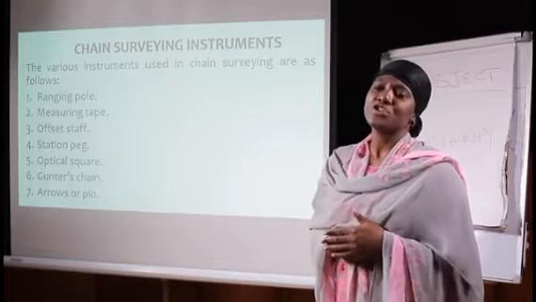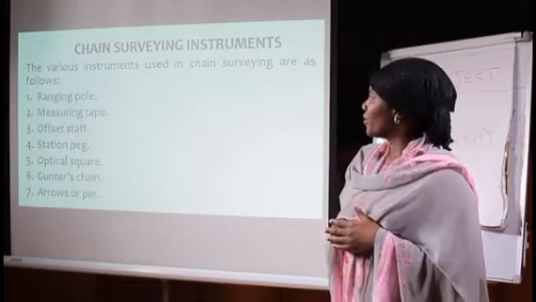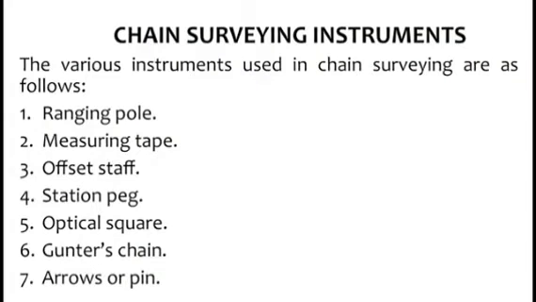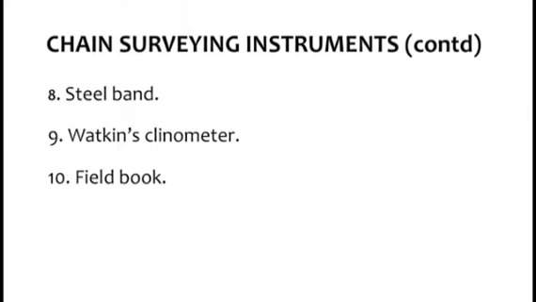Now, let's look at some of the chain surveying instruments that we have. We have 1, the ranging pole, 2, the measuring tape, 3, the offset staff, 4, the station peg, 5, the optical square, 6, the Gunter's chain, 7, the arrows or pins, 8, the steel band, 9, the Watkins clinometer, and 10, the field book. Depending on what books you're using, there might be more instruments, but these are the basic ones. We'll explain a number of them by looking at their functions and descriptions.